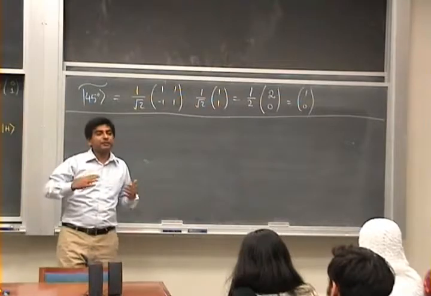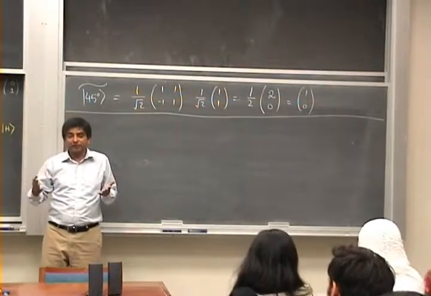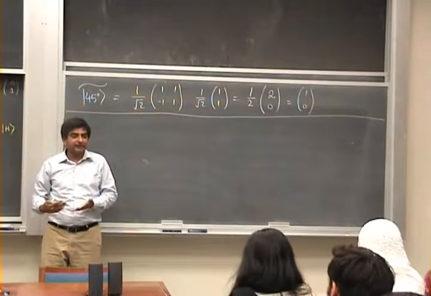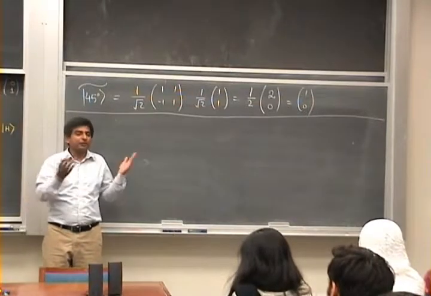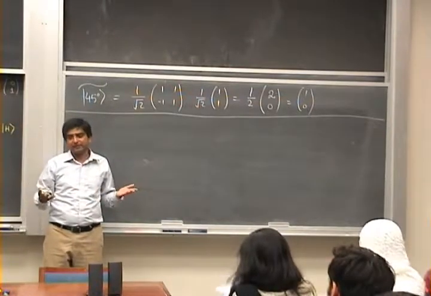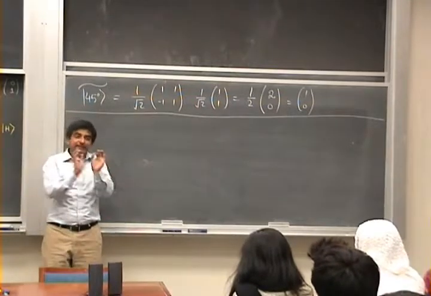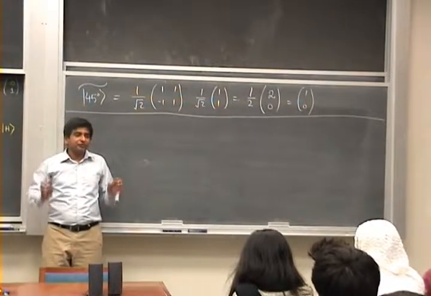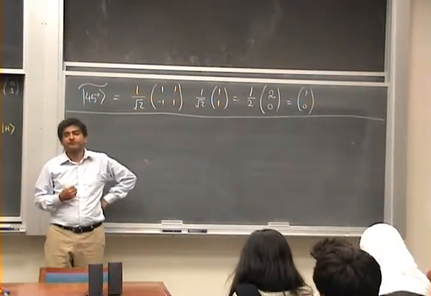And there's nothing special about choosing ket H and ket V as the basis states. You can choose ket 45, ket 135. You can choose ket 45, ket minus 45. You can choose 30 degrees and 120 degrees as your basis states. There's an infinite variety of choices that you can make. And the same physical state can be represented in any of these bases. You just have to find out what the similarity transform looks like.